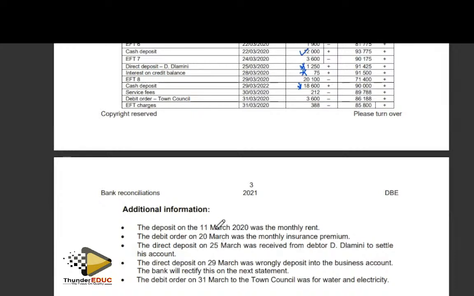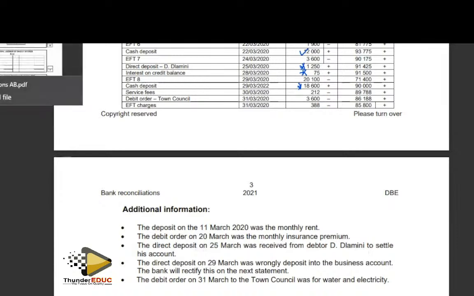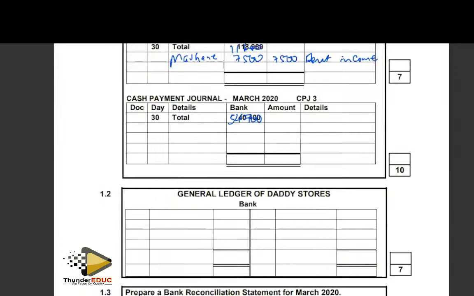So I'm jumping this one because we haven't dealt with it. It was a payment, so we are still dealing with the receipts which we never recorded in our books. So the direct deposit on 25 March was received from D-Dramin to settle his account, right? So we are going to come here and say, okay, remember a debtor is someone who bought the goods on credit, okay? So this person is a debtor, so he's paying his account. D-Dramin.